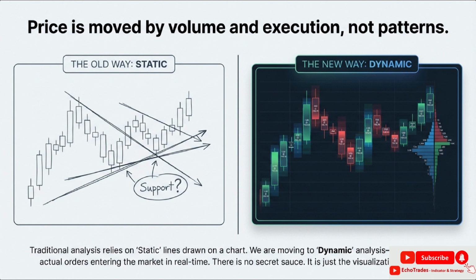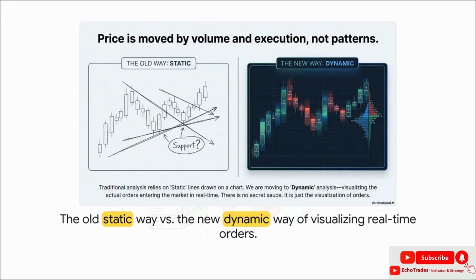And you can see the difference so clearly here. On the left, you've got the old way, subjective lines on a chart. But on the right, that's the new way. It's dynamic. We're visualizing the actual orders, the real buying and selling, as it happens. Look, this isn't some kind of magic trick. We're just making the invisible visible.